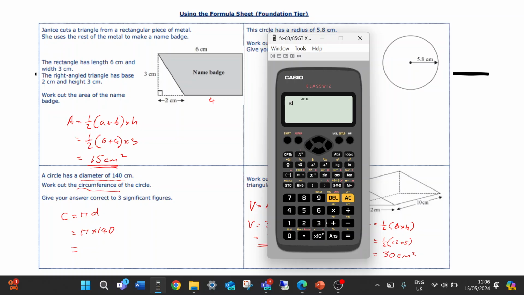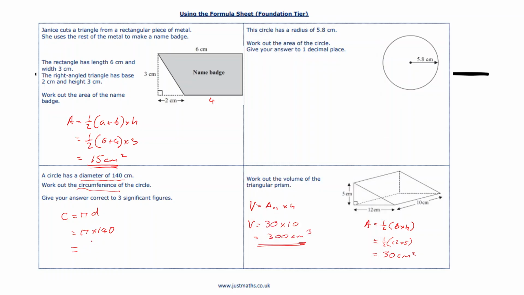So shift pi times by 140 gives us, as a decimal, 439.822. So to 3 significant figures, that would be 400. I should write that down to more degrees of accuracy than needed: 439.82. More accurate than I needed. 3 significant figures. That's the third significant figure. So that would actually be 440 centimeters as a length.